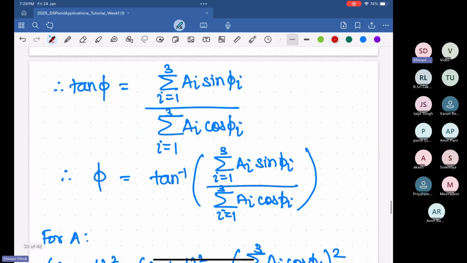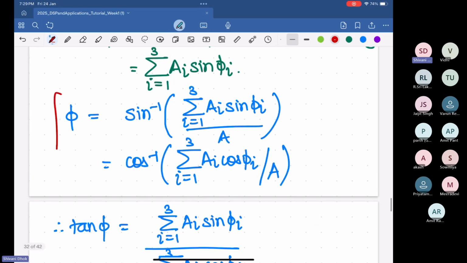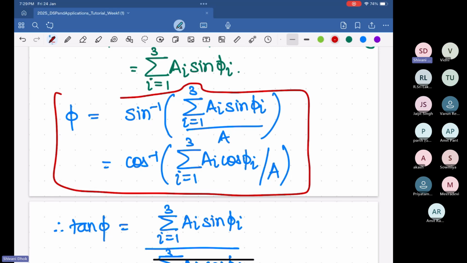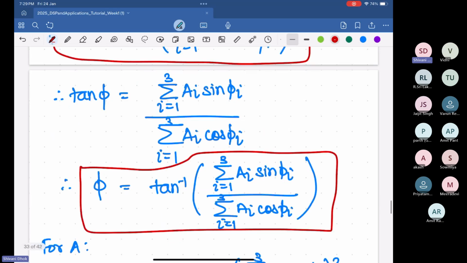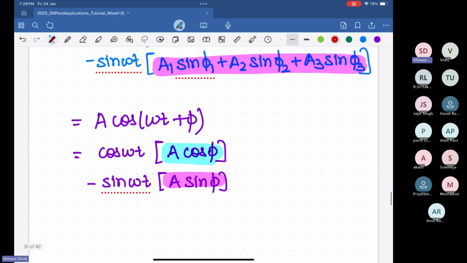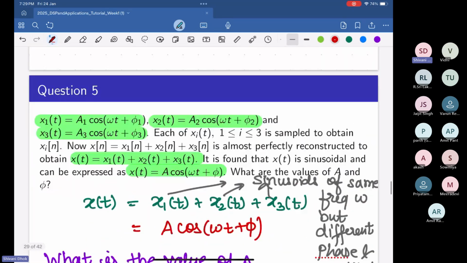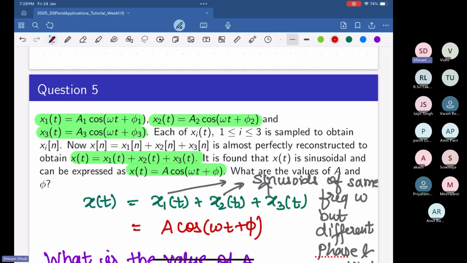And these three equations, one is this, and these give us the value of phi. So now we know the value of phi and A. So from that, x of t can take this particular form, that is A cos(omega t plus phi). Any questions?